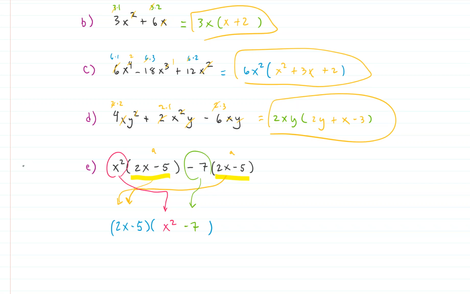So that gives us 2x minus 5, quantity, multiplied by quantity x squared minus 7. And we're done. That's it.